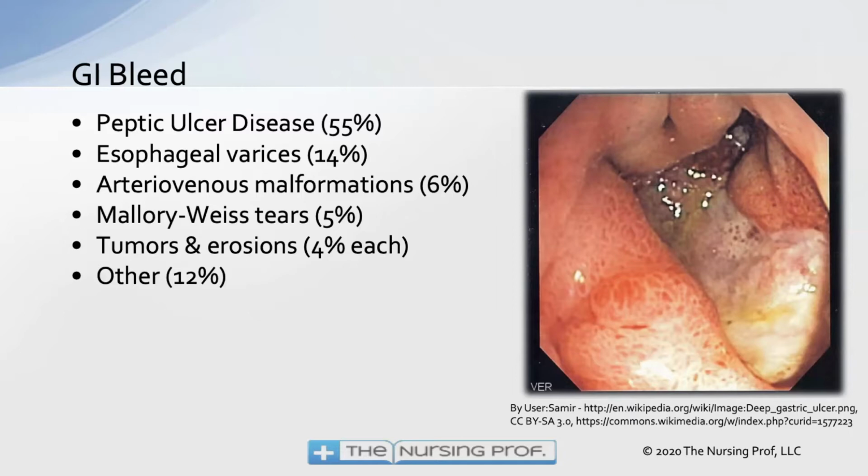Now, keep in mind, too, that when we're talking about the ICU, lots of patients with peptic ulcer disease and a GI bleed never go to the ICU. They're managed either on the floor or even in an outpatient setting where they have this peptic ulcer disease and some GI bleeding, but they're not at the point where they're hemodynamically unstable. AV malformations are 6% and Mallory-Weiss tears about 5%. Tumors and erosions 4% each, and then other is the last 12%.